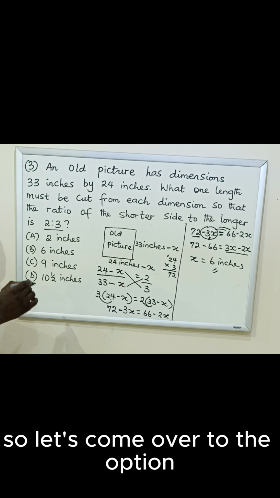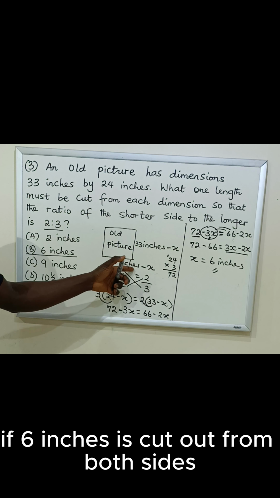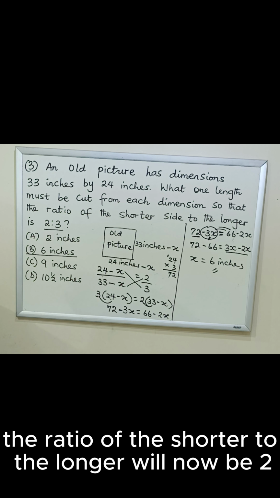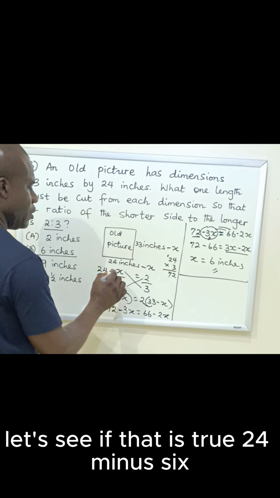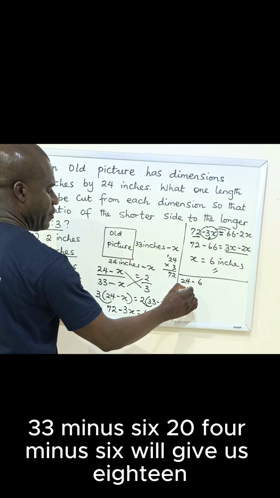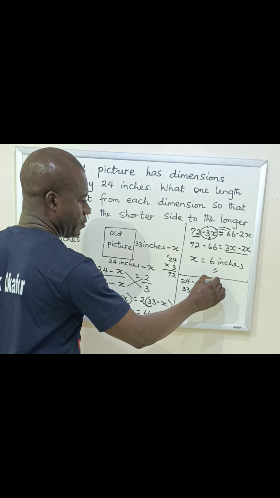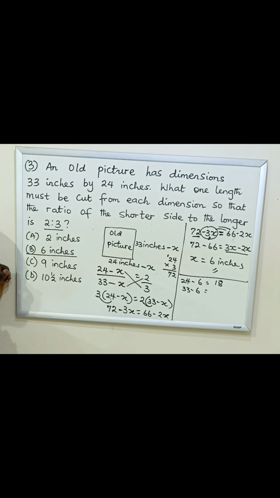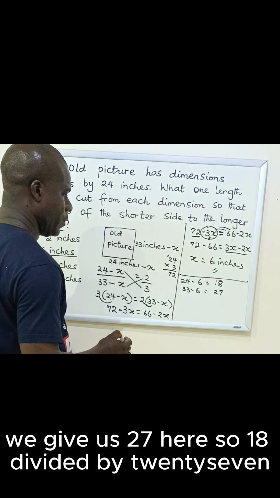So let's come over to the options. The right option is B, 6 inches. If 6 inches is cut out from both sides, the ratio of the shorter to the longer will now be 2:3. We can actually prove it. Okay, let's see if that is true. 24 minus 6, 33 minus 6. 24 minus 6 will give us 18. 33 minus 6 will give us 27 here.